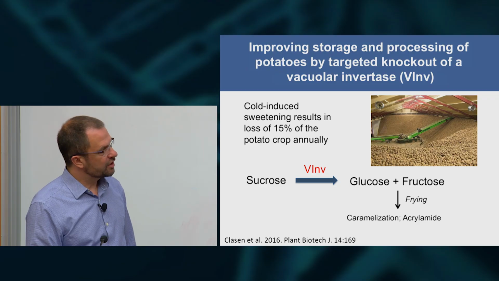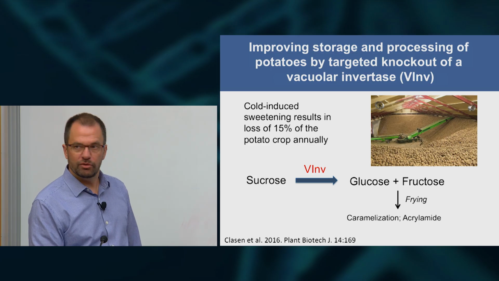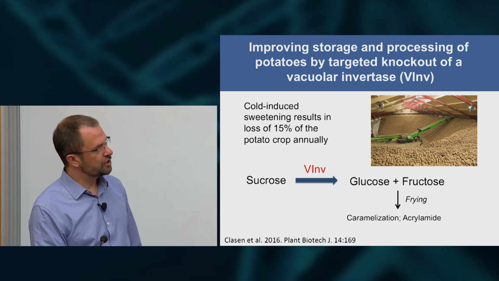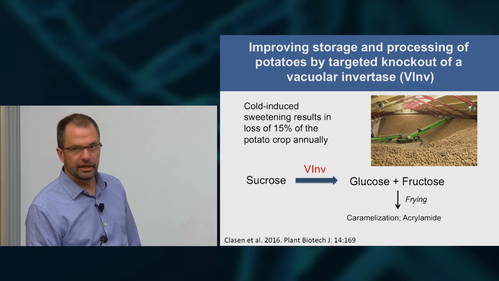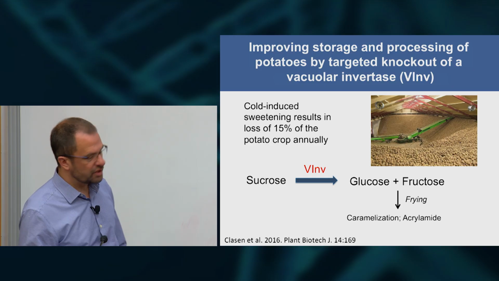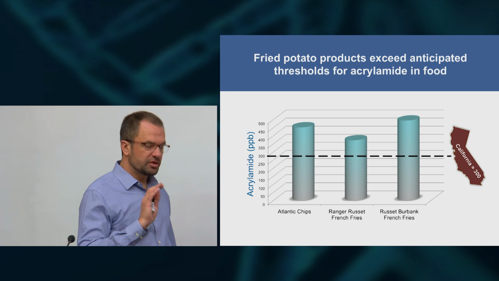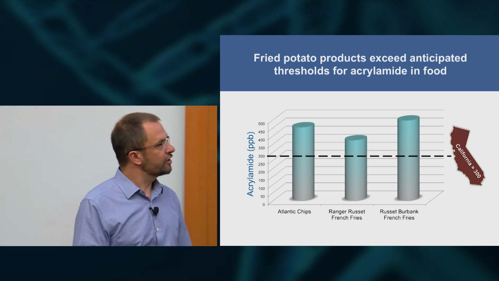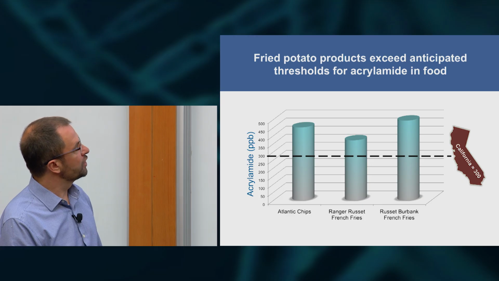And in potatoes that are stored in the cold, these reducing sugars, glucose and fructose, lead to caramelization when you cook the potatoes, and at high temperatures, they react with free amino acids and make acrylamide. Of course, acrylamide is a neurotoxin and a potential carcinogen. And the presence of acrylamide in fried foods is starting to be regulated. Here in California, for example, you're only allowed 300 parts per billion of acrylamide in your food.